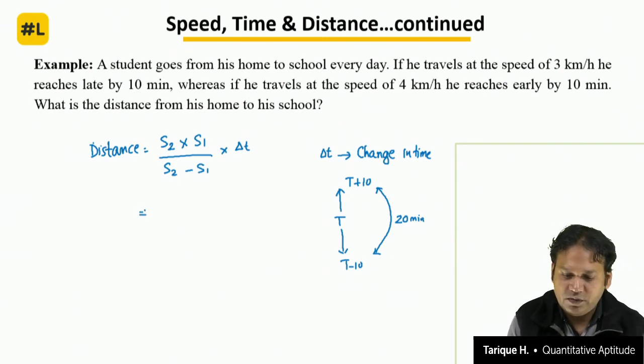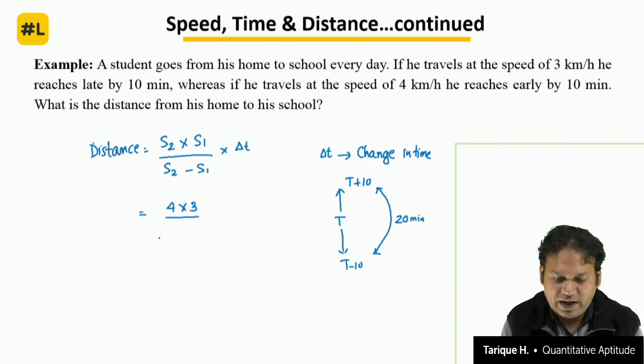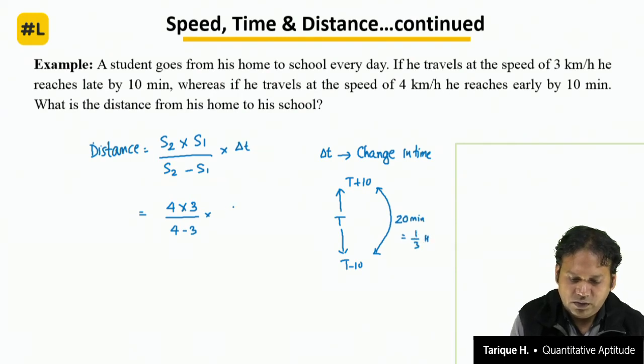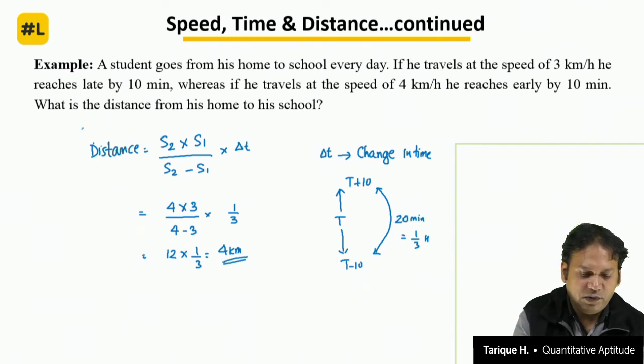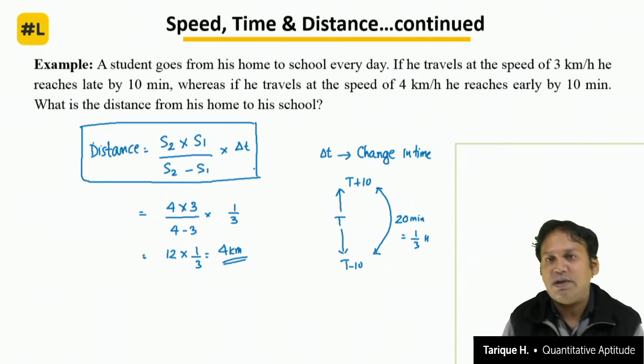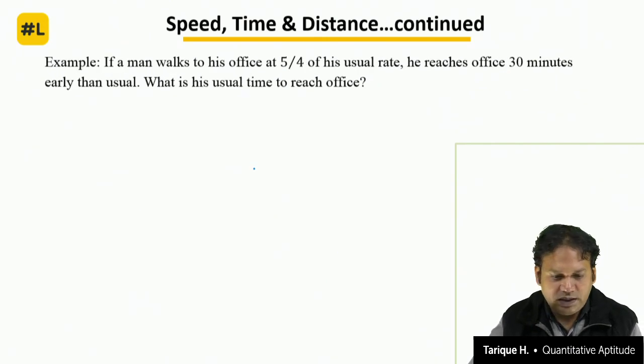So 4 into 3 by 4 minus 3, into 20 minutes, is equal to 12 into 1 by 3 hours, that is equal to 4 kilometers. So directly we will get the answer if we use this particular formula of distance equal to S2 into S1 upon S2 minus S1, into delta t. Alright, okay. Now let's see the next question.